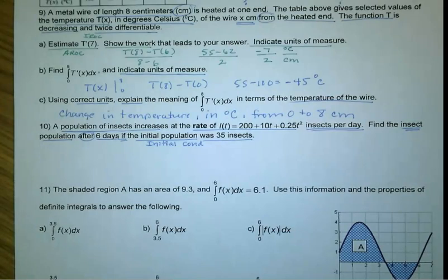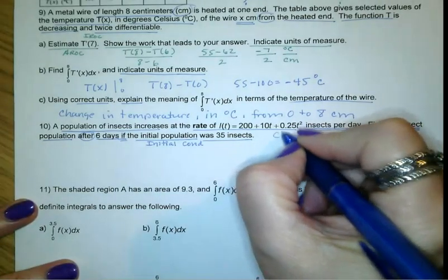So as you're thinking through this, anytime that I see a setup for an antiderivative of a rate, it represents the displacement of that rate. So in this case, they're giving you the rate at which insects are increasing. So what would a definite integral of that rate represent? Well, it's not going to represent the number of insects. It's actually going to represent the change in the number of insects.